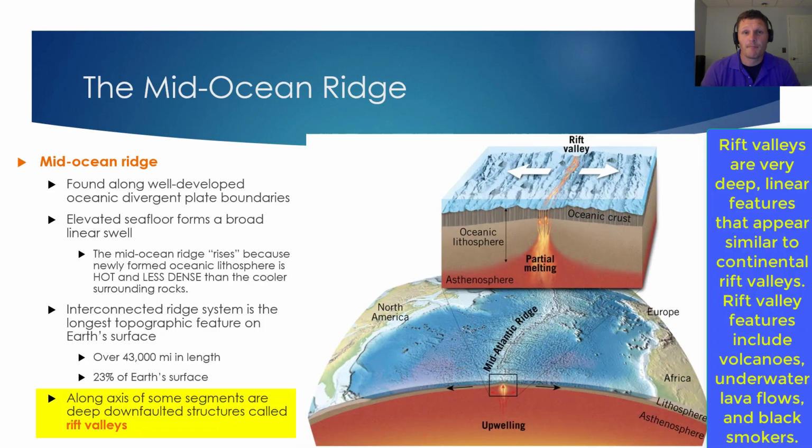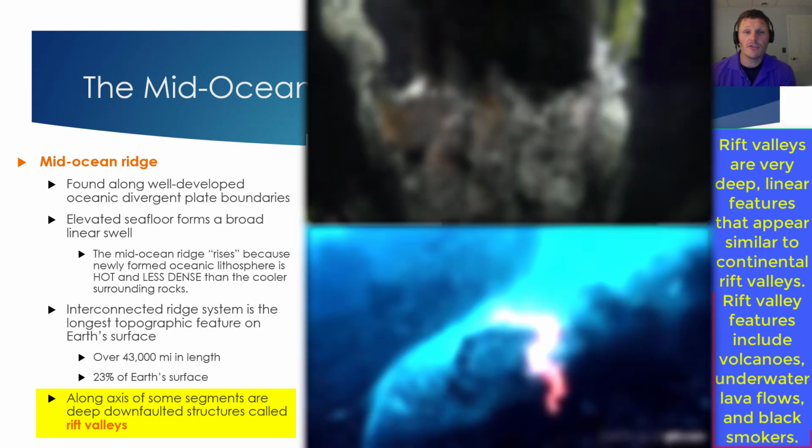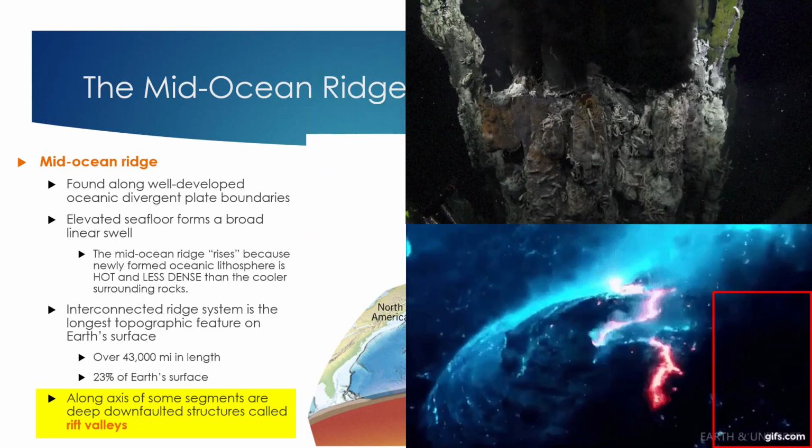A second point that I'd really like to emphasize on this slide is the one associated with rift valleys. Rift valleys are deep, downfaulted structures, and they're termed rift valleys because they look so strikingly similar to continental rift valleys. As an example, the East African Rift Valley is shown on the screen, and rift valleys associated with the mid-ocean ridge look just like the one shown on the screen, only they're underwater. Some features of rift valleys include volcanoes, underwater lava flows, and black smokers.